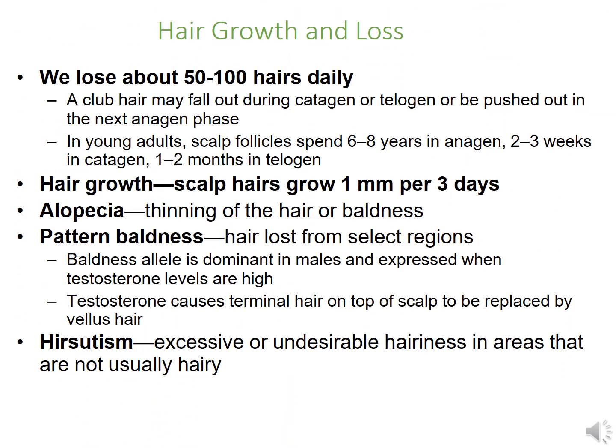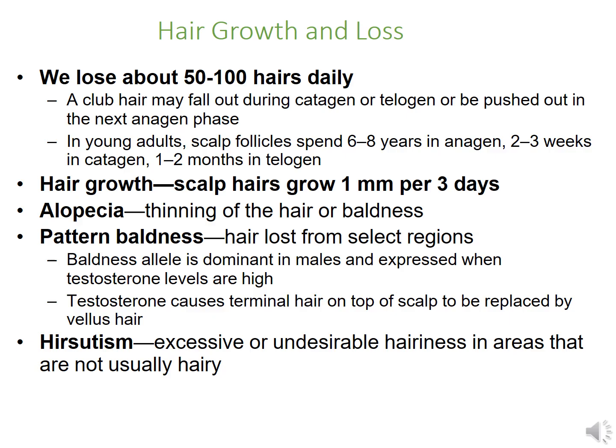Hair growth and loss. We lose about 50 to 100 hairs daily. A club hair may fall out during catagen or telogen or be pushed out in the next anagen phase in young adults. Scalp follicles spend 6 to 8 years in anagen, 2 to 3 weeks in catagen, and 1 or 2 months in telogen. Hair growth: scalp hairs grow 1 millimeter per 3 days.